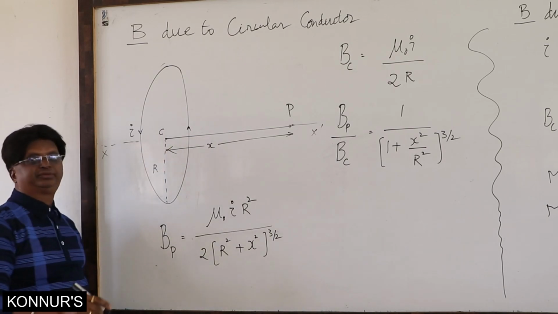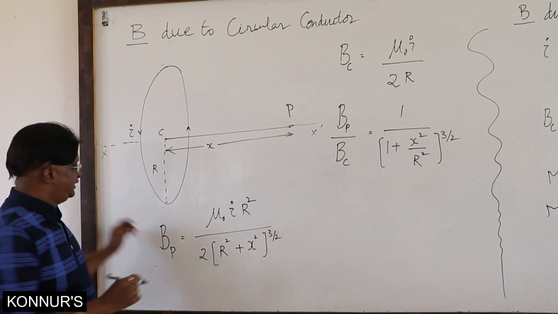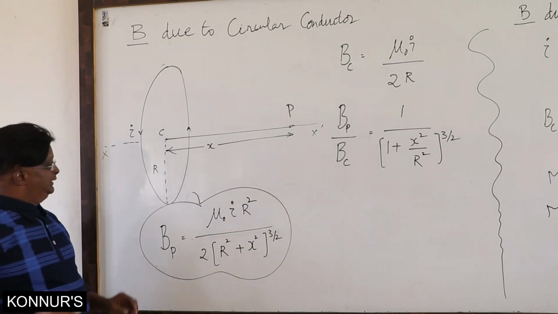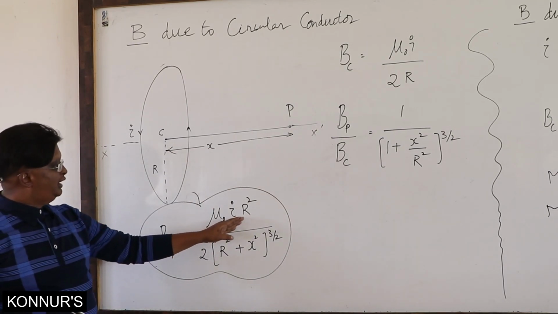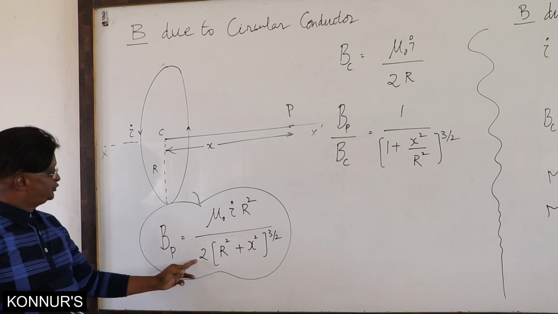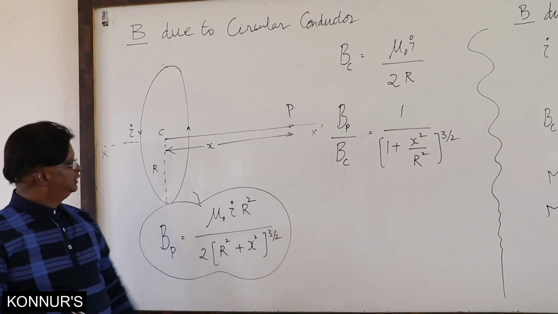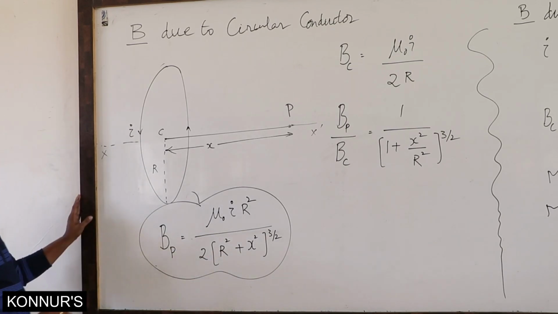Now I have given the expression, a very popular expression. You have derived this expression. B at this point P is mu naught I r square by 2 times (r square plus x square) whole to the power 3 by 2.